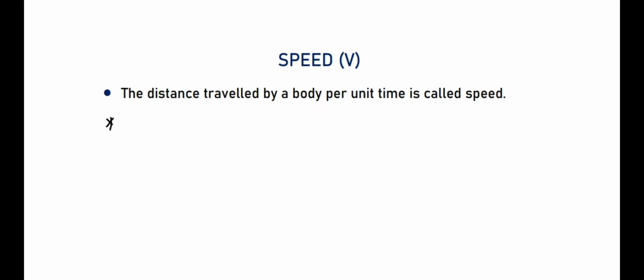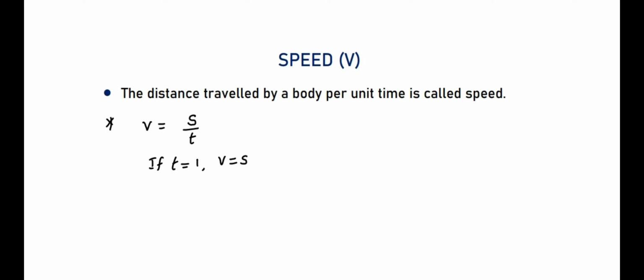So, speed v is equal to distance traveled. Distance is denoted with s, time taken is t. So, v is equal to s by t. From this formula also we can define: if t is equal to 1, then v is equal to s. That means the speed is equal to the distance traveled when time t is equal to 1.